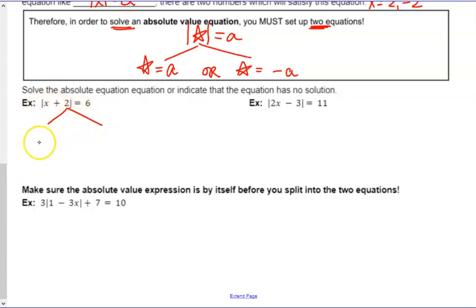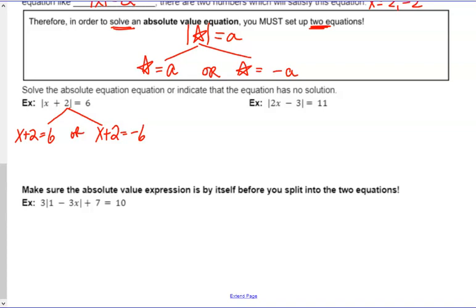Let's rewrite this equation as is by just taking away the absolute value. So I just took away the absolute values there. So what's inside there can equal the positive version of that, or what's inside there, that x plus 2, can also equal negative 6, so that when I take the absolute value, I get a positive 6. So there's our two equations, and each one of those is going to be solved exactly the same to get our solution.